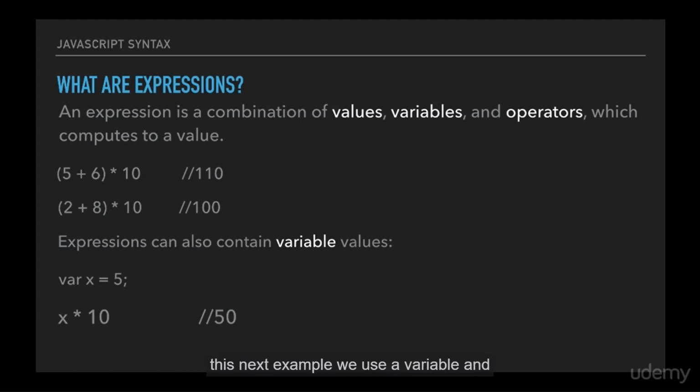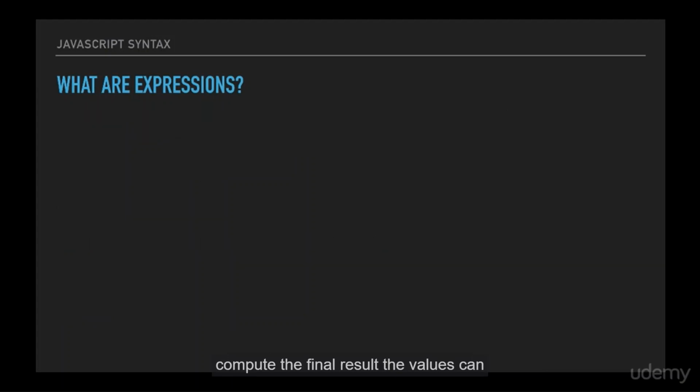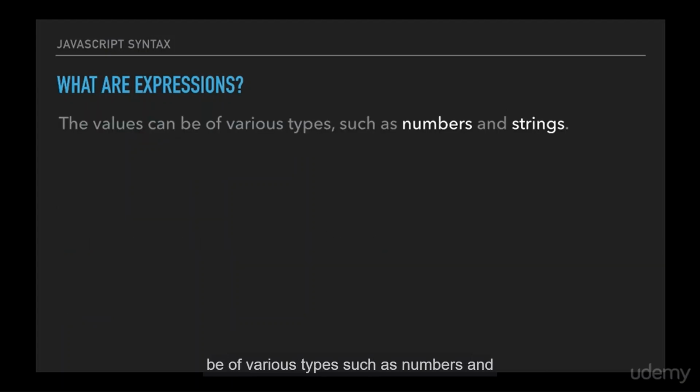So you see in this example, we used a variable and an operator and also a value 10 to compute the final result. The values can be of various types, such as numbers and strings. For example, "John" plus " " plus "Doe". These are three different string values, and we can combine them using the plus sign, just the way we use it to add values, and the output would be John Doe.